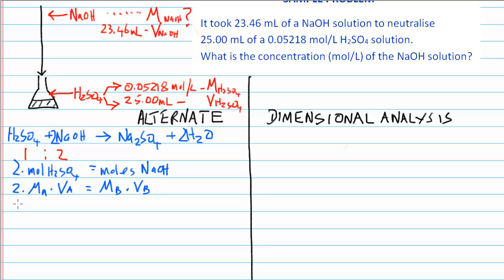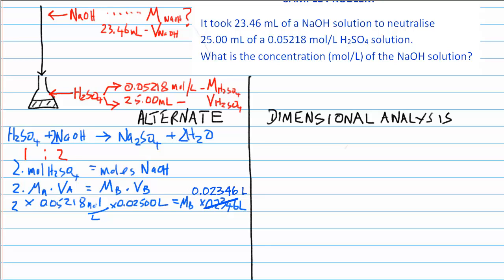So substituting in our known values to this equation, we get 2 times the molarity of the sulfuric acid, 2 times 0.05218 moles per liter, times 0.02500 liters, that's the volume of sulfuric acid that was used, is equal to the molarity of the base times the volume of the base, the titer figure, which is 0.02346 litres.